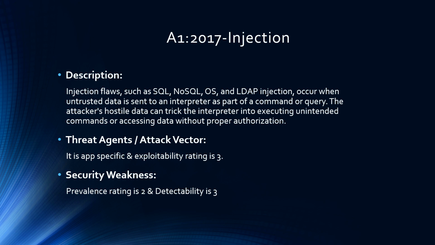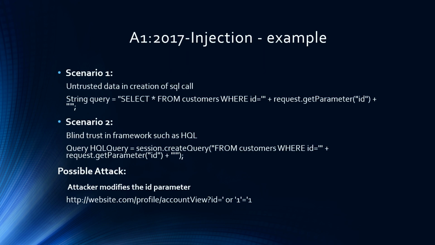First is injection. Injection flaws such as SQL, NoSQL, OS, and LDAP injection occur when untrusted data is sent to an interpreter as part of a command or query. The attacker's hostile data can trick the interpreter into executing unintended commands or accessing data without proper authorization. How can you tell if your application has this? User-supplied data is not validated. Dynamic queries or non-parameterized calls without context-aware escaping are used directly in the interpreter. Hostile data is used within object relational mapping. Hostile data is directly used or concatenated.